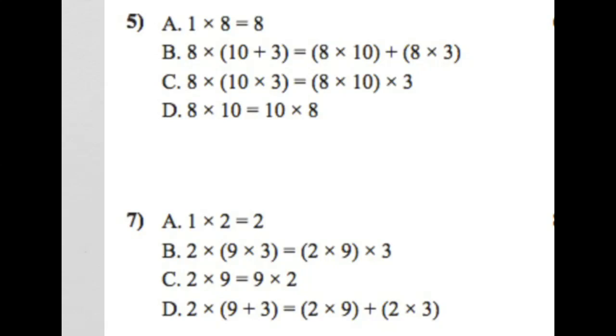one's the distributive property. So when I look at A, I know that anything times 1 gets me that number, and that's actually a property we're going to talk about next video. It's called the identity property. So the identity property basically says that if you multiply by 1 you're going to get the same value. So this is the identity property, not distributive.